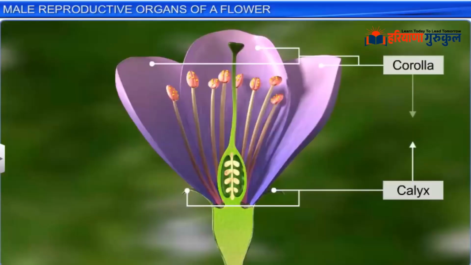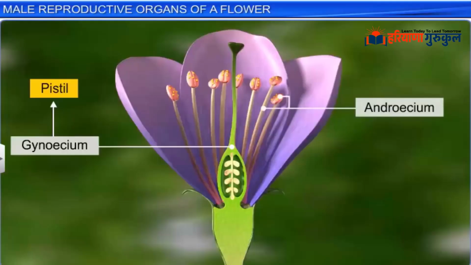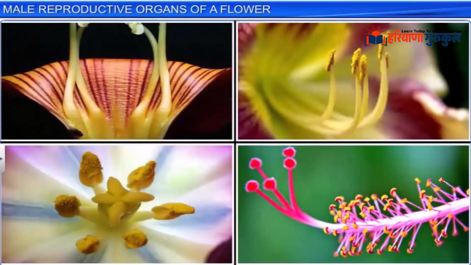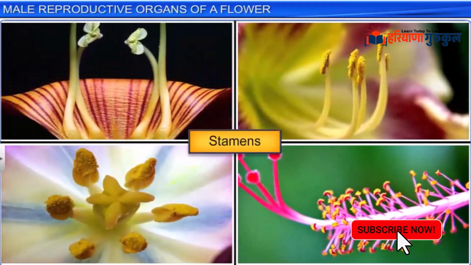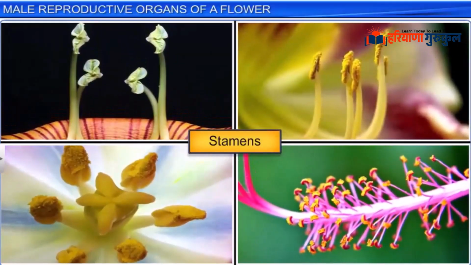The calyx and corolla, referred to as the perianth, are bright and colorful to attract insect pollinators. The gynoecium, on the other hand, which consists of one or many carpels or pistils, represents the female reproductive part, whereas the androecium, which consists of a whorl of stamens, is the male reproductive part of the flower. Though the number and size of stamens in an androecium differ across species of flowers, the basic structure remains the same.